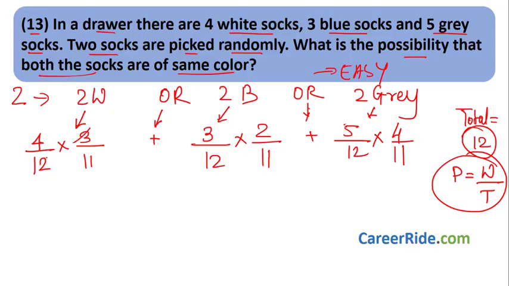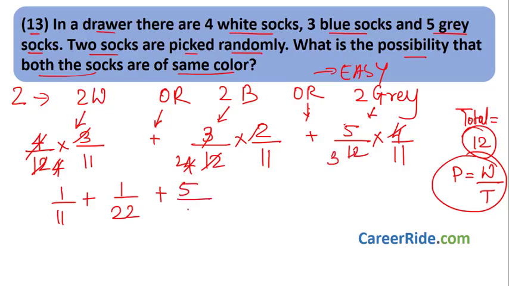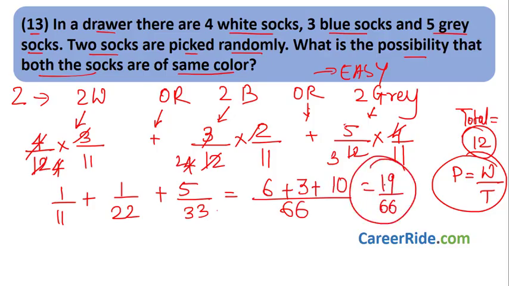What do we get over here? 3 4s are 12, 4 gets cancelled. So we will have 1 by 11 plus, 3 4s are 12, 2 2s are 4, you will have 1 by 22, plus 5 by 33. LCM is 66, 1 6s are 6 over here, 3 over here, and 5 33 into 2 is 65, 2s are 10, 19 by 66 is the probability.